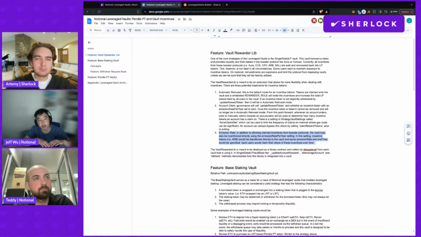So it works a little differently from the claim because it's not reliant on the booster protocol to receive the tokens. The contract will have all the tokens it needs to distribute, and it's just calculating how much it's distributing linearly over a period of time. That's that.